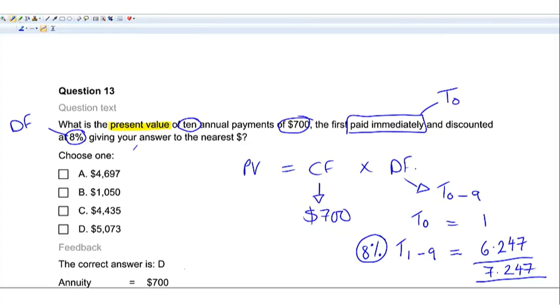To finish off the calculation, if we multiply the cash flow, which is $700, by the cumulative discount factor of 7.247, it gives us a present value equal to $5,073. Looking at the response options, the correct one would be response option D.